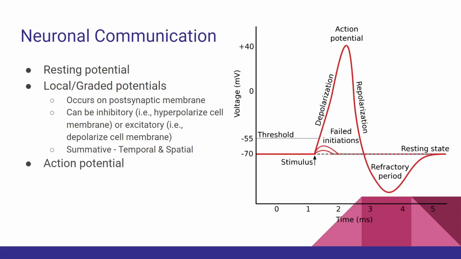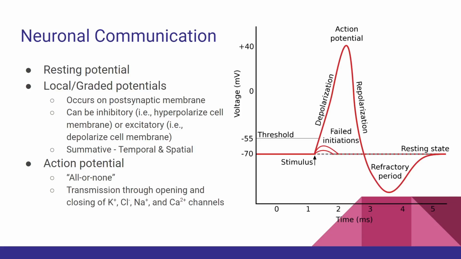The action potential is the communication of information that travels down the axon, and it's electrochemical in nature. And it operates on an all or none principle. So unlike local or graded potentials, which sum to determine the change in polarization, with an action potential, once you hit that threshold, you go through the whole process from beginning to end. And it's conducted through the opening and closing of different ion channels related to potassium, chlorine, sodium, and calcium.